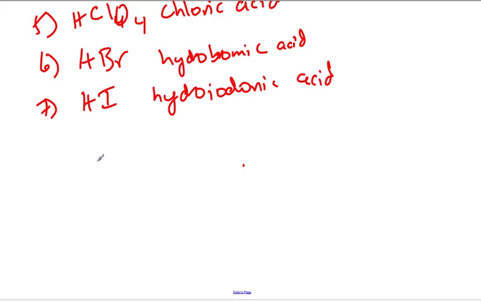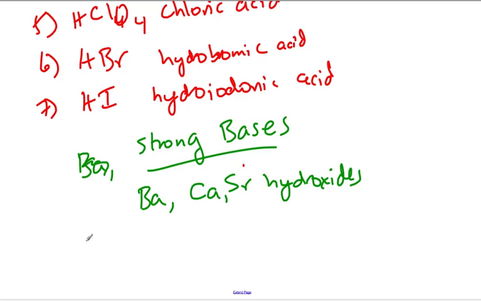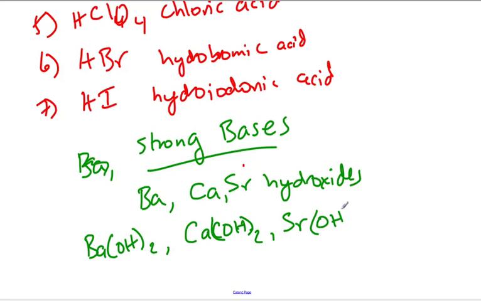Your strong bases are going to be the Ba, Ca, and Sr hydroxides. I'm going to write strong bases, and these are going to be your Ba, Ca, and Sr hydroxides. So in other words, Ba(OH)2, Ca(OH)2, and Sr(OH)2. These are all strong bases.